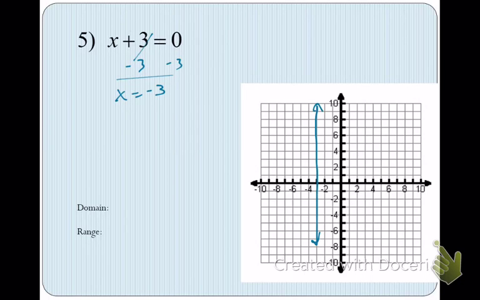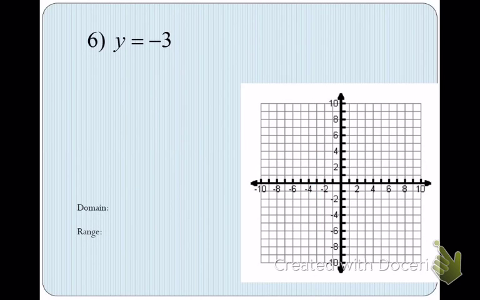Now, domain. This graph does not extend left or right forever, so it's not going to be -infinity to +infinity. So we have to look at the x-axis. The only place where you can see the graph is here at -3. So the domain is -3. The range, the graph does extend up and down forever, and so the range is -infinity to +infinity. Those are all your possible outputs. -3 is the only input you're going to put into the function. It's the only one that's allowed. Okay?